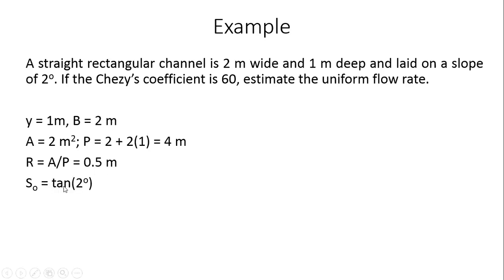Okay. S naught is given to you, it's tan of 2 degrees, right? That is the slope of the channel. So now you know everything. You know the Chezy's coefficient, you know R, you know S naught.